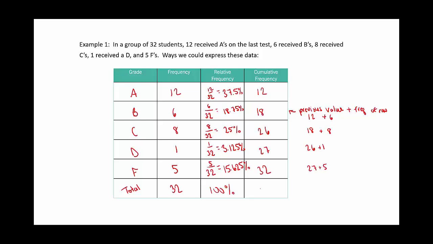For this total, we have the total right here. This is what was given. That should match what we were given. So with the cumulative frequency, we always start with the frequency that's in that first row, and the very last entry should be the total that we're given in the problem.